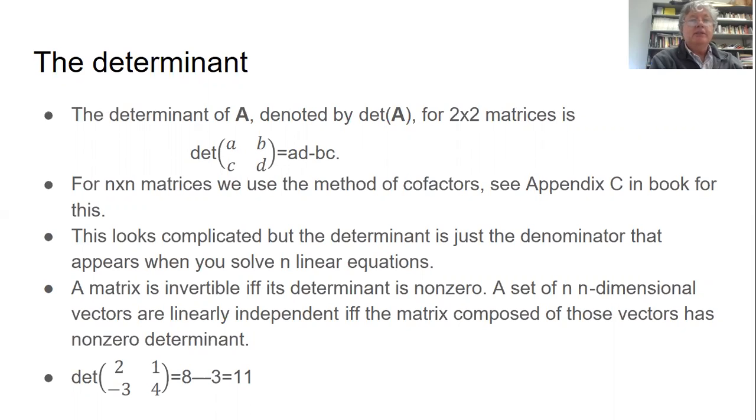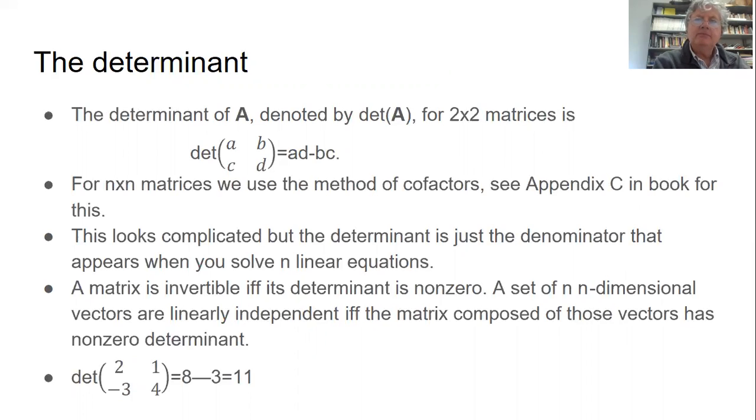Much more important is the determinant. For a 2 by 2 matrix, the determinant of A, B, C, D is just multiply the main diagonal together, AD, and subtract the product of the off diagonal, BC. So the determinant of 2, 1, minus 3, 4 is 2 times 4 minus 1 times minus 3. 8 minus minus 3 is 11.